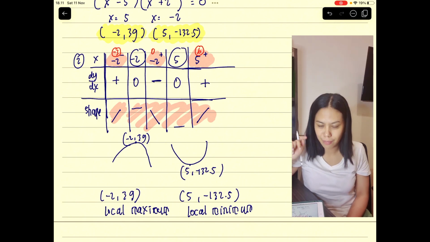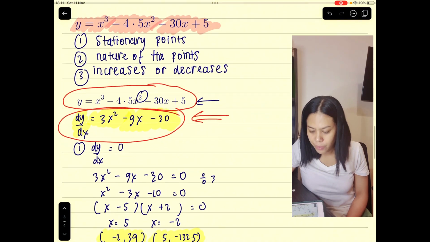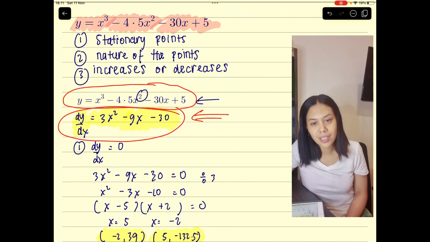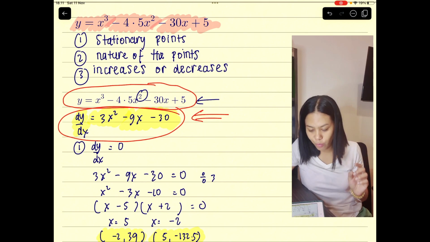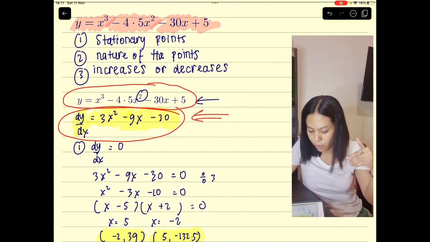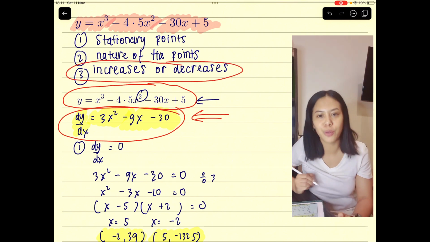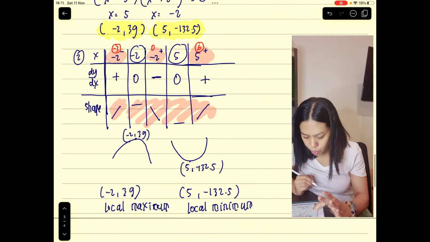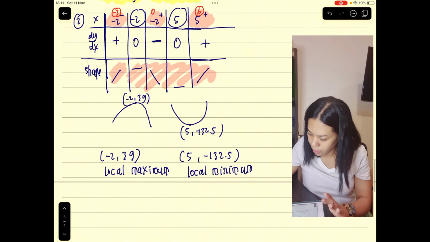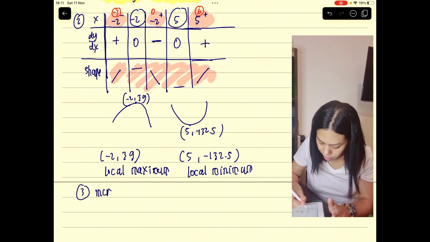We're done with assignment number 2. Now we're going to do assignment number 3, which is to find when the function increases or decreases. Because we're only using the first derivative, we're going to use the help of the table that we just did before to solve it. So for number 3, we want to find when it increases and when it decreases.